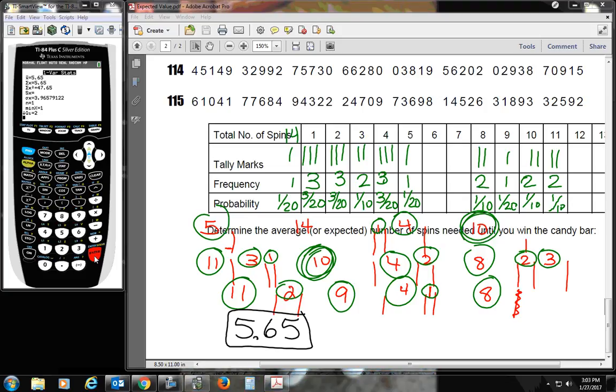So if you want to say, according to expected value, in order to kind of guarantee myself that I'm going to win, I really need to spin it at least 6 times, because on average, it should take about 5.65 times to spin the wheel before I'm going to win. So I'm going to get a candy bar if I've done it at least 6 times. It should cover it. Is that a guarantee? No. But according to our simulation, according to our random digit table, that's how many times it should take to win the candy bar.